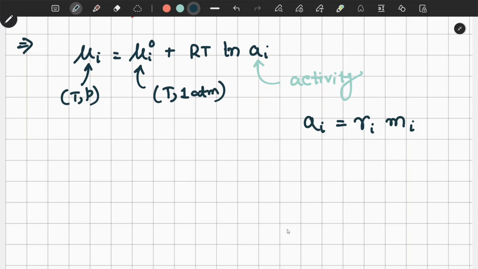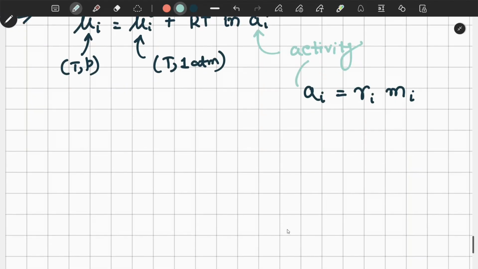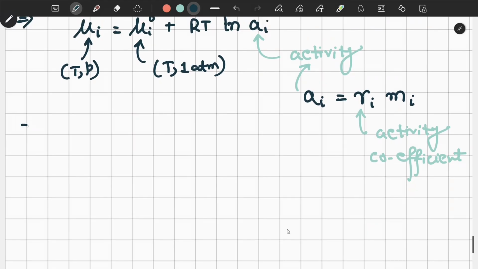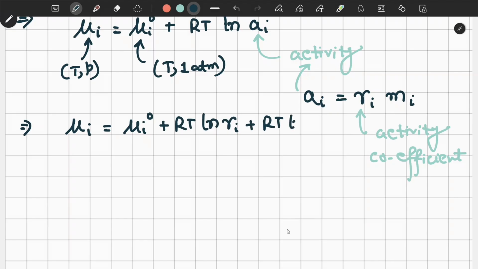So this is called the activity coefficient, gamma. So if you write it, then it will be this.